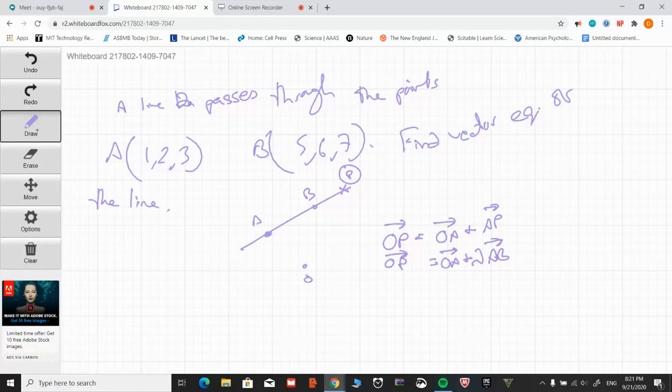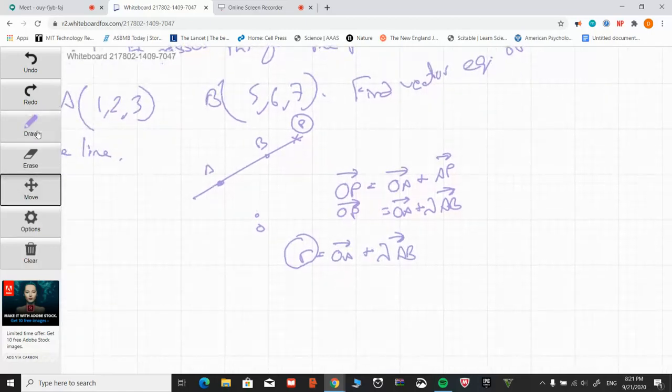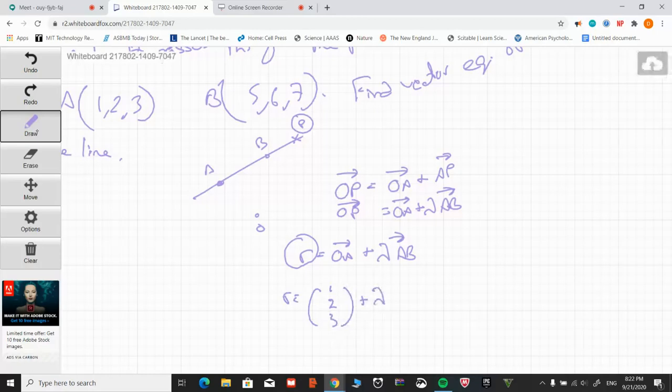So the way to go about is R, and remember তোমার question paper দেখবা the position vector of our missing point is always denoted as ছোট bold letter R, bold R, ঠিক আছে? So r is equals to OA plus lambda times AB. So what you need is r is equals to 1 2 3, which is OA plus lambda times AB.